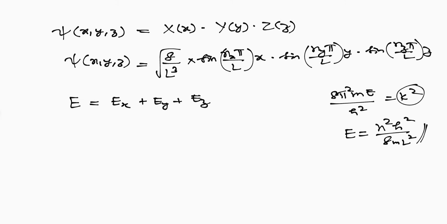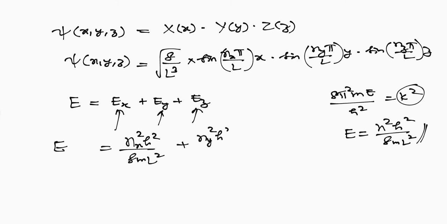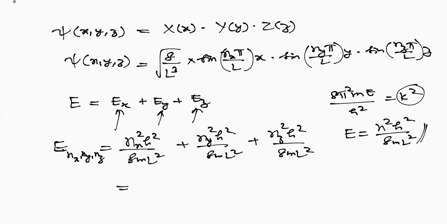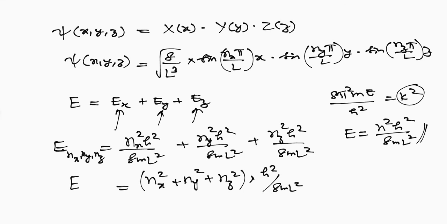This we know already. So here, this energy corresponds to a one-dimensional box, this energy also corresponds to a one-dimensional box, and this energy also corresponds to a one-dimensional box. So we can write the total energy as nx square h square by 8 m L square plus ny square h square by 8 m L square plus nz square h square by 8 m L square. So this total energy depends on three quantum numbers, nx, ny and nz. By taking h square by 8 m L square as constant, we can write this expression as nx square plus ny square plus nz square, into h square by 8 m L square. And this is the expression for the energy of a particle in a cubical box.